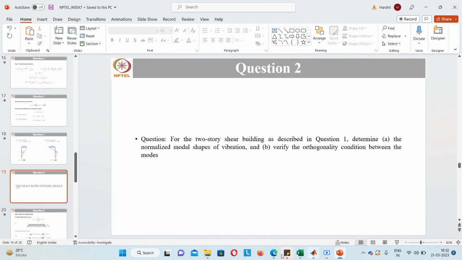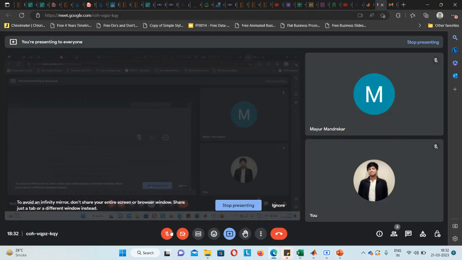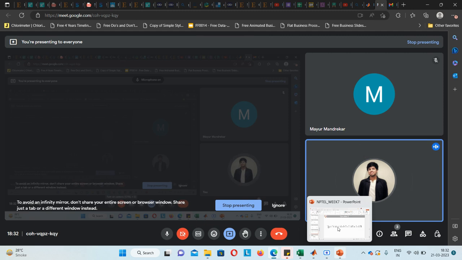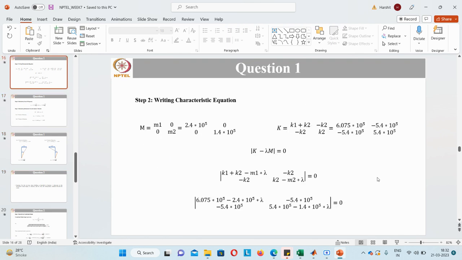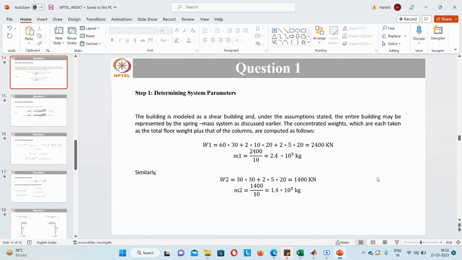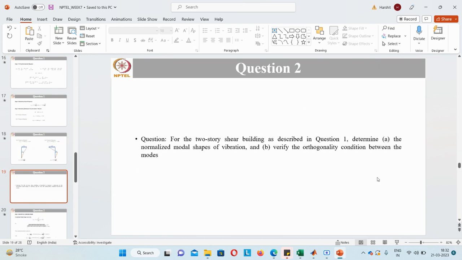Okay, so let's proceed ahead. Okay, so let's see the solution. So what the question says is that we know that this is the system. We know the natural frequency of the system. Now we need to determine the normalized modal shape of vibration.